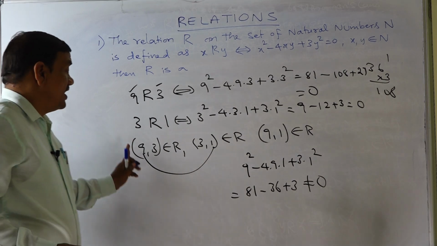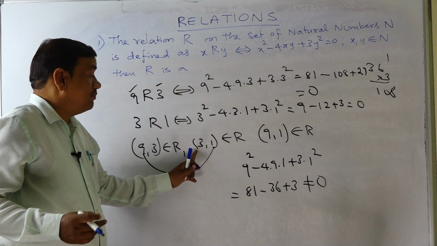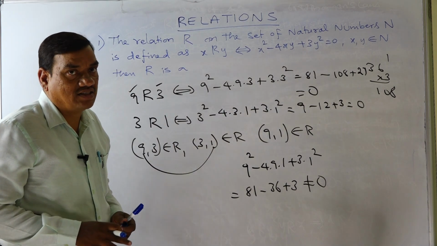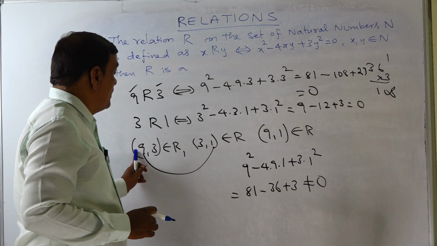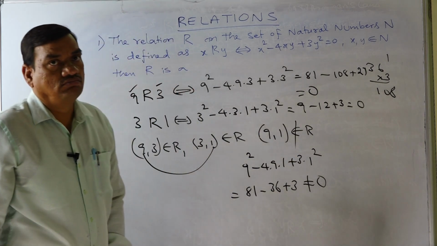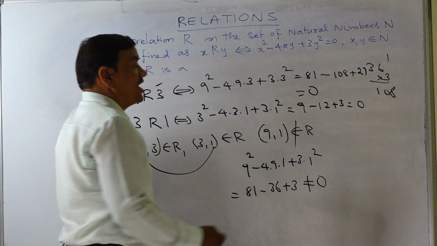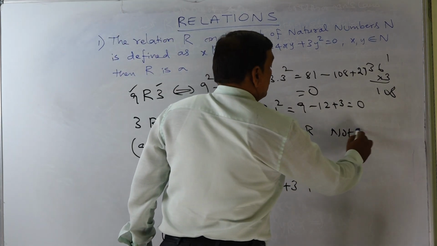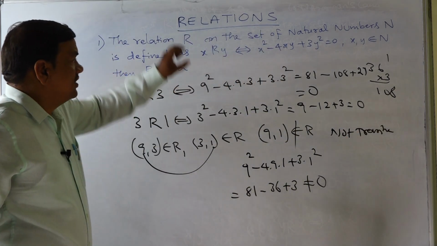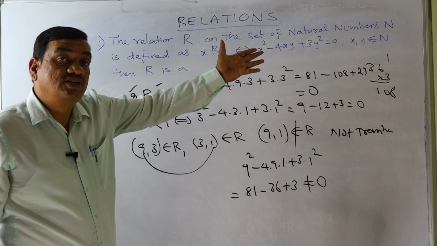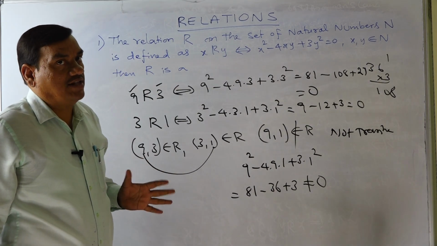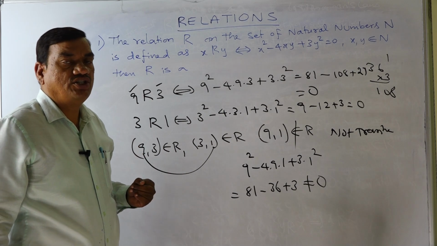That means (A, B) belongs to R and (B, C) belongs to R, both are in the set of natural numbers N cross N, but (A, C) does not belong to R. Therefore, R is not transitive. So from this we can say the defined relation is reflexive, symmetric, but it is not transitive. Okay, now I hope that you understand this solution.